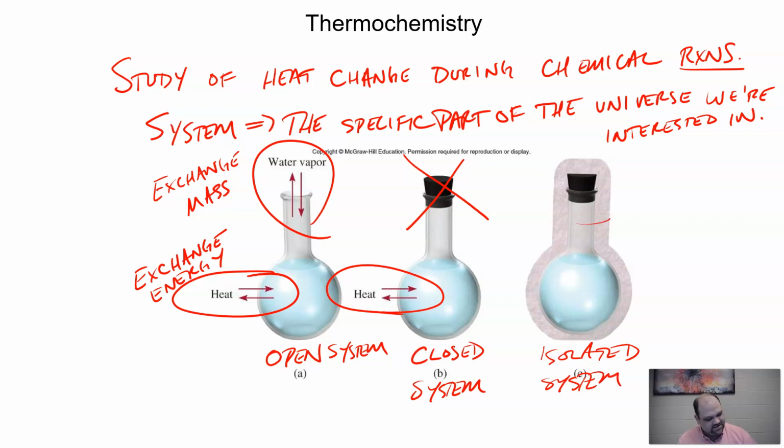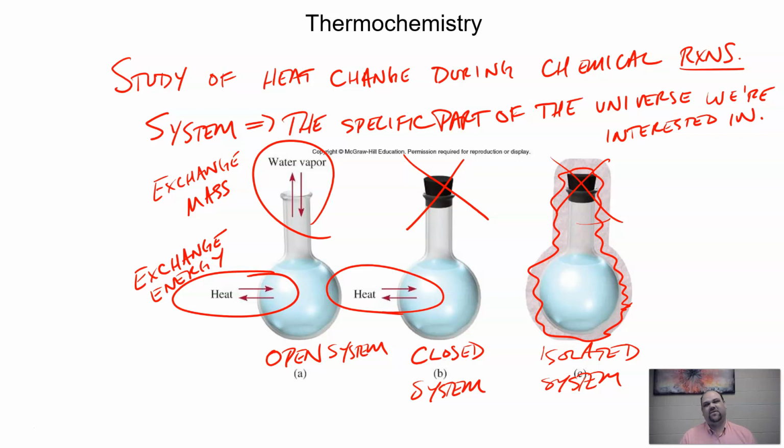This last type of system is called an isolated system. And so you see it still has the cork in it so that it cannot exchange anything with the surroundings, but now it also has this insulation all the way around it. And that insulation keeps it from exchanging heat with the surroundings as well. And so we have neither the exchange of mass nor the exchange of heat. And again, that's an isolated system. Think about a thermos or a cooler or something like that.